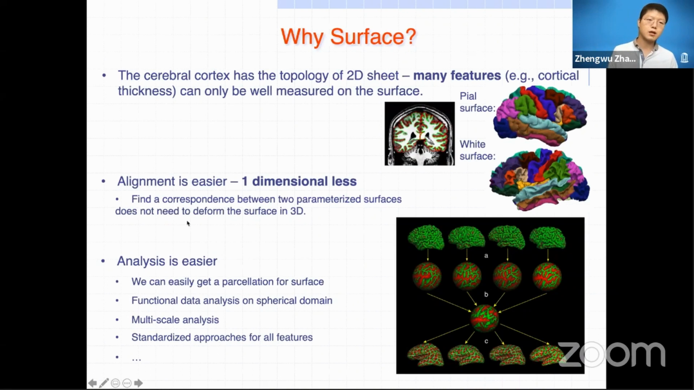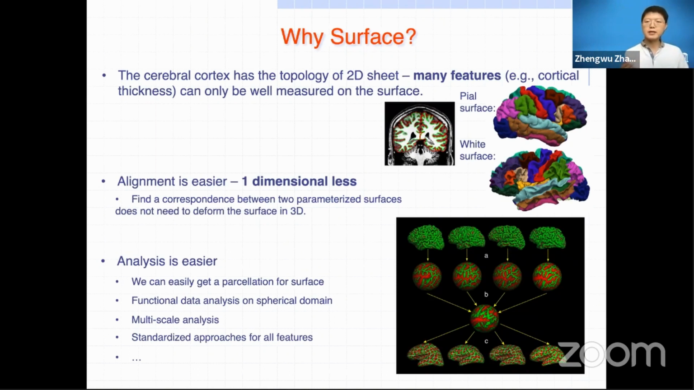First, the cerebral cortex has the topology of a 2D sheet. If you think about the brain, the gray matter is one of the most important components in our brain, and basically it's a 2D sheet folded inside the skull. And many features, for example the cortical thickness and so on, can only be well measured on the surface.